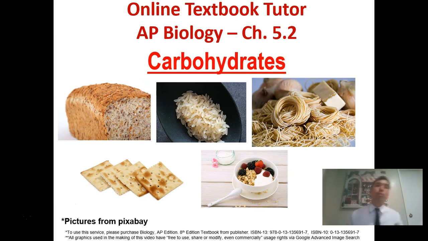This whole section is on carbohydrates. Whenever you hear the word carbohydrate or carbs, I want you to think about energy. This is a quick way for our bodies to access energy. So in the pictures here, we see bread, rice, pasta, crackers, and some oats, or even some fruit. And yeah, all of these food items have carbs, but they have different types of carbs, right?